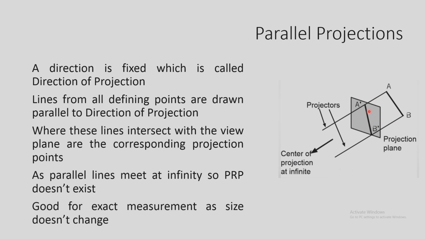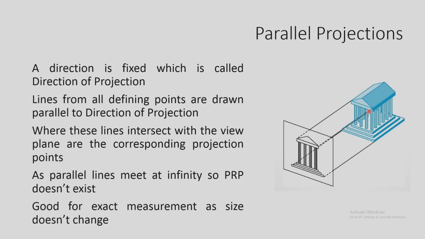In such kind of projections, there is no change in the size, so it can be used to exactly depict the measurements. This is an example. So this object is depicted in a parallel manner, and this is the projection received by it. Actually, this projection depends on the direction of projection, what you will get on the projection plane.